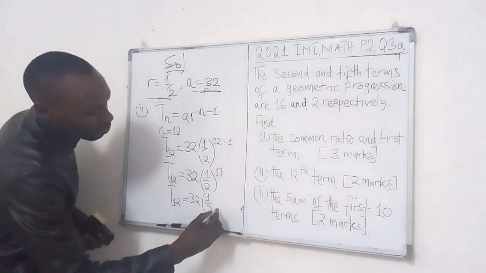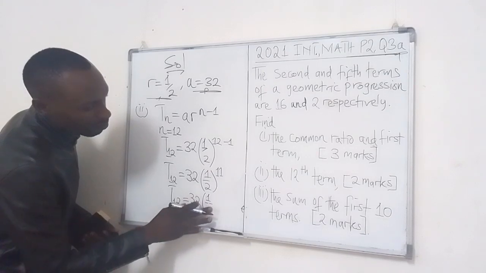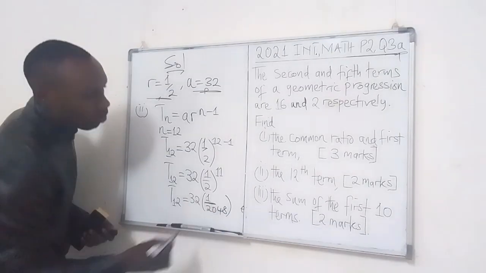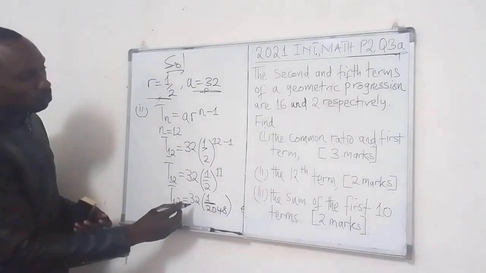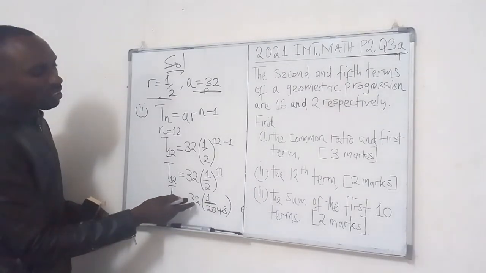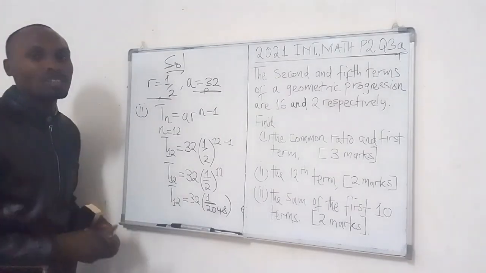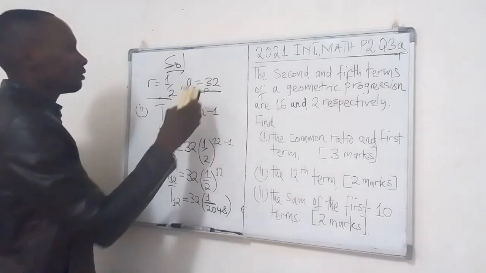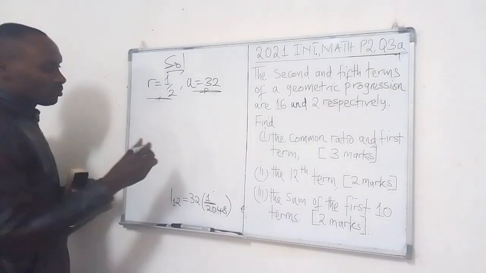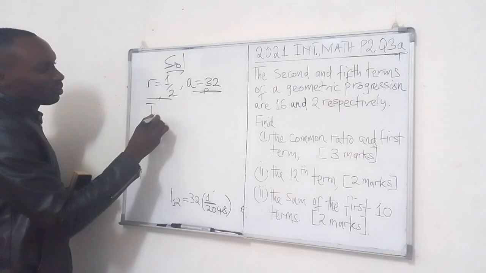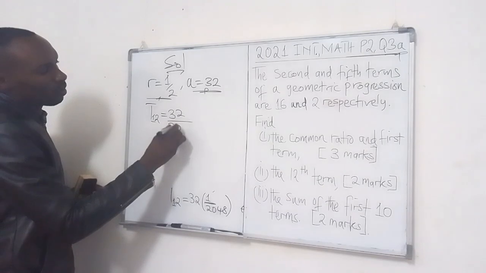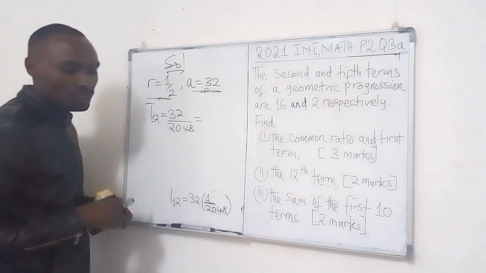So here we write 1 over 2048. For this one, we can simplify, because 32 can go into 32 and 32 can go into 2048. So what I'll write is the following: t12 is equal to 32 over 2048.